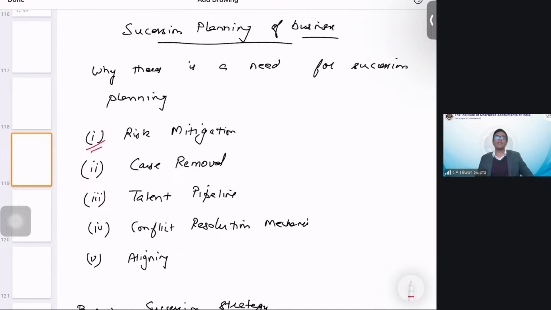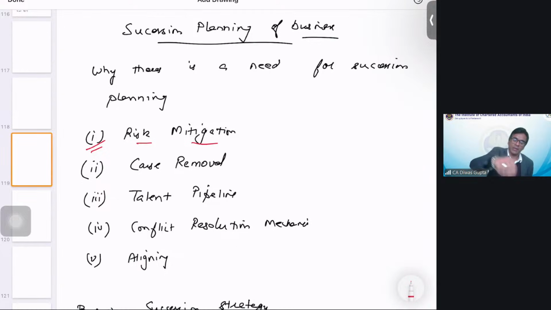One, because there is a risk mitigation that we need to do. If you don't plan for succession, that means tomorrow if suddenly there is something or the other, the key positions are not held by anyone, then the businesses will not be able to run in a proper manner. So there is a risk there, and to mitigate that risk, it's a better thing to plan the succession.